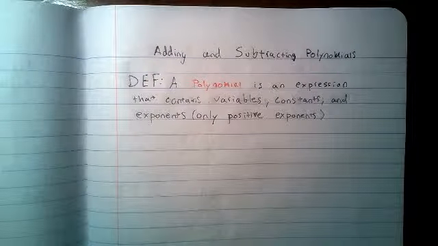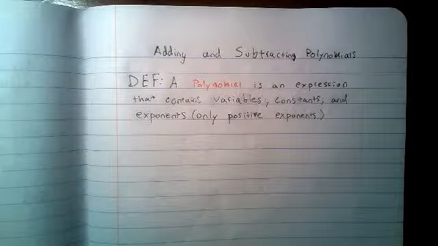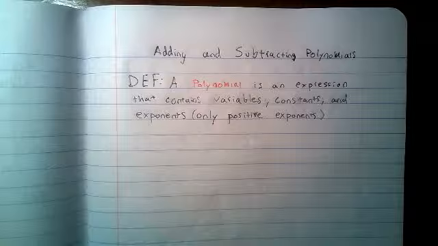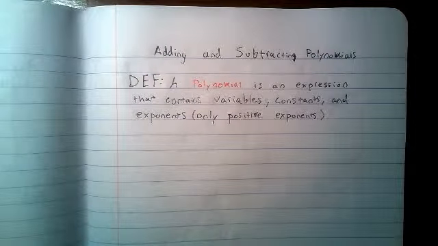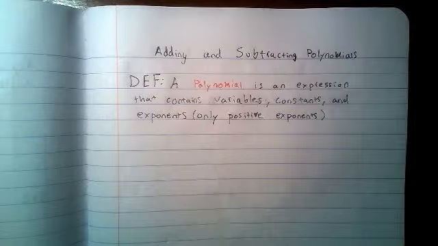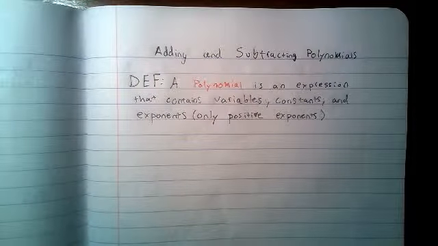In this entry, we're going to go over polynomials, what they are, how to classify them, and then how to add and subtract them. So we're going to start here, the definition of a polynomial. A polynomial is an expression that contains variables, constants, and exponents.